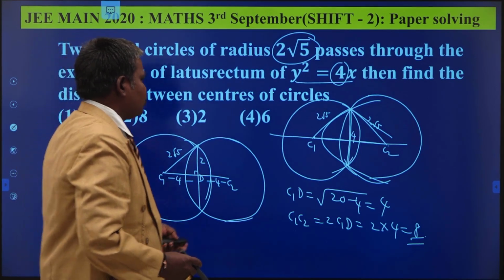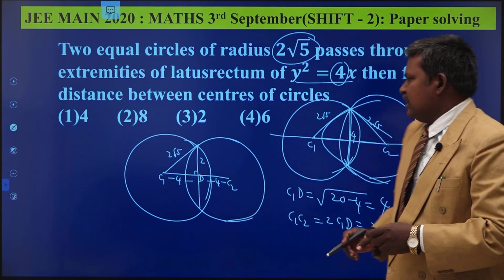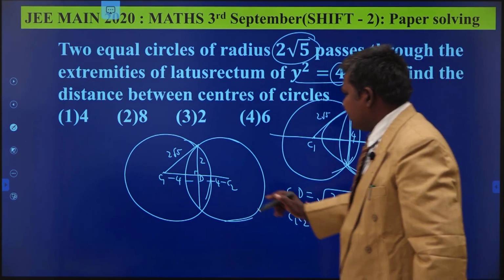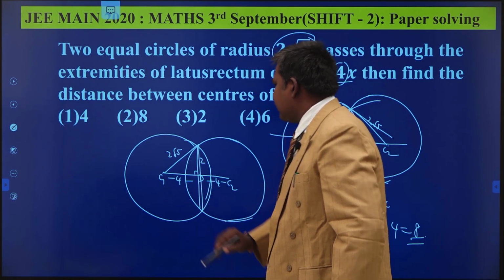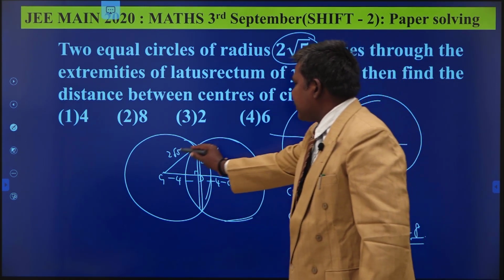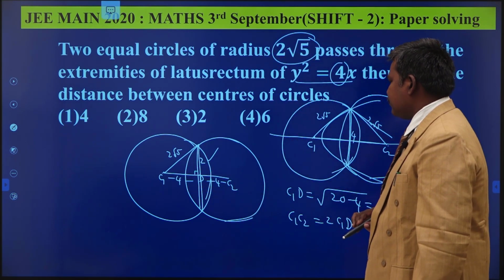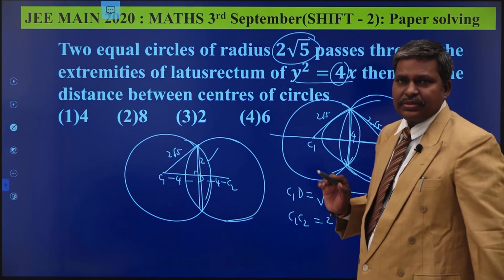So two equal circles are given to you. Those two circles pass through the extremities of the latus rectum of y square is equal to 4x. Why is this given to you? To get the length. The distance from here to here is 4 units. Its half is 2 units. From this right angle triangle, we obtain C1D. C1, C2 is nothing but 2 times C1D, that is 8 units. Okay.